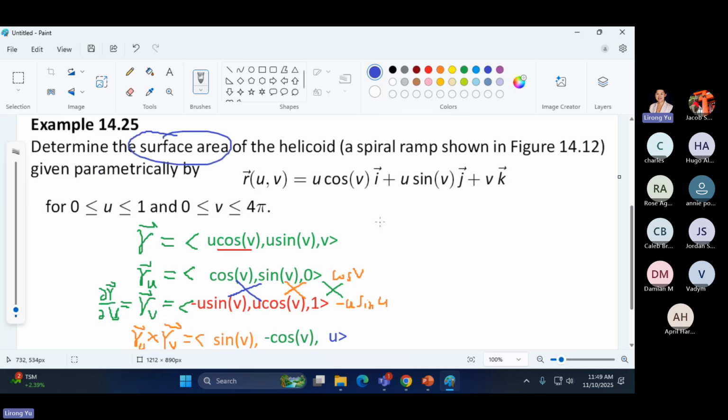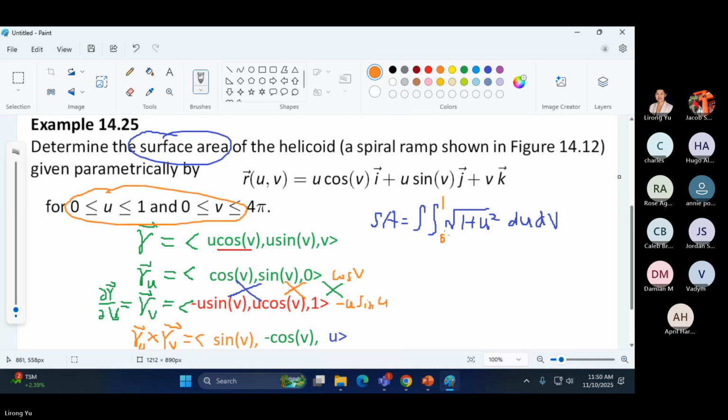And then moving back to the actual calculation, determine the surface area. The surface area is equal to a double integral, and you're going to integrate the root of 1 plus u squared, du dv. We need to determine the boundaries for u and v, which we were given. U is from 0 to 1, and V is from 0 to 4 pi.